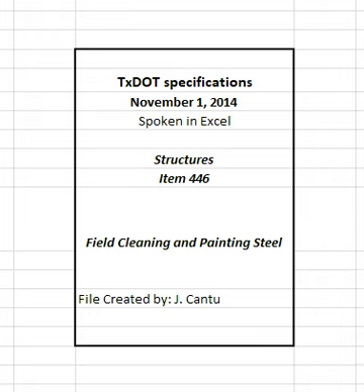Item 446. Field cleaning and painting steel. 1. Description. Prepare steel surfaces for painting and apply paint. 2. Materials. Provide the paint system, surface preparation, primer, intermediate, and appearance coats as required, shown on the plans. Provide System 1I if no system specified.